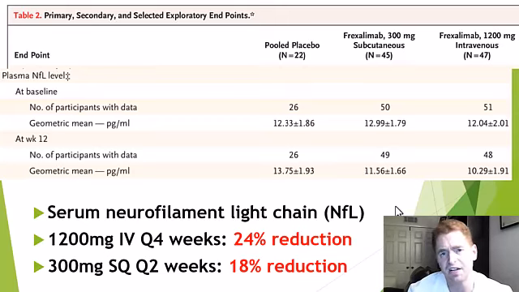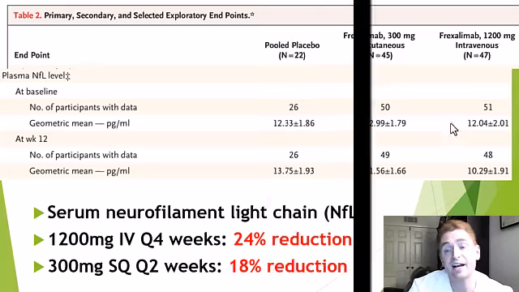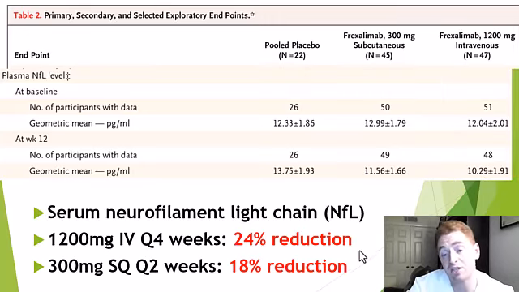It doesn't mean much for an individual as there's a lot of day-to-day and individual variation, but in populations of people, it does correlate with worsening disability. And if you look at the placebo group, for instance, at baseline, the mean was 12.33, and it increased by the end of the study to 13.75, whereas in the high-dose IV Frexalimab group, it decreased from 12.04 to 10.29, which works out to a 24% reduction, and a more modest 18% reduction in the lower dose subcutaneous group. Not all that impressive, but it is an objective sign of decreased central nervous system injury.